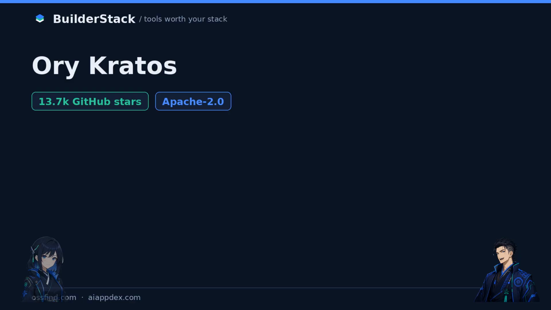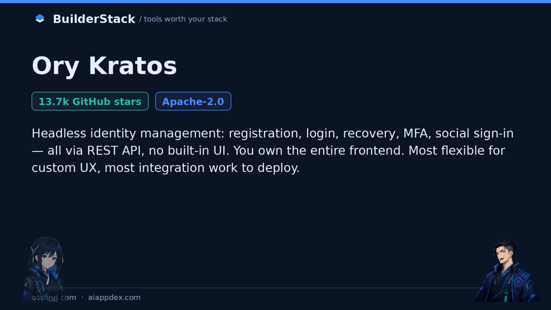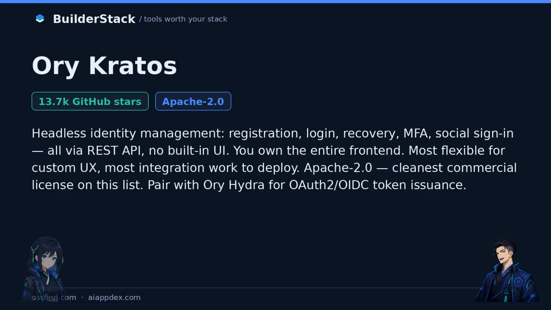Ory Kratos is what you pick when you want total control over the user experience and are willing to build the front end yourself. It manages every identity state, registration, login, account recovery, settings, social sign-in, MFA, and exposes each as a REST API flow. Your front end drives those flows, Kratos enforces the rules. It's the most code-intensive option here and the most flexible. Apache 2.0 means zero license friction for commercial products. If you need OAuth2 and OIDC token issuance on top, pair it with Ory Hydra.